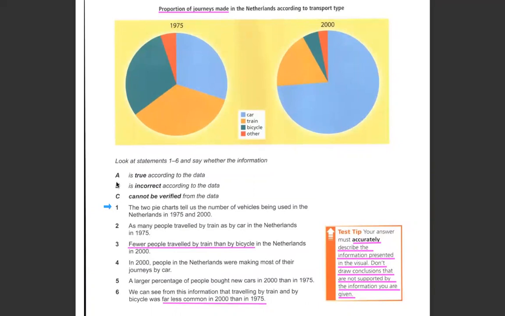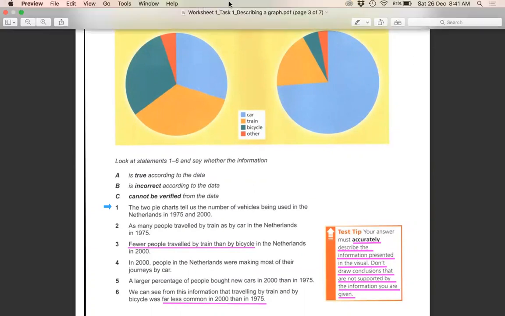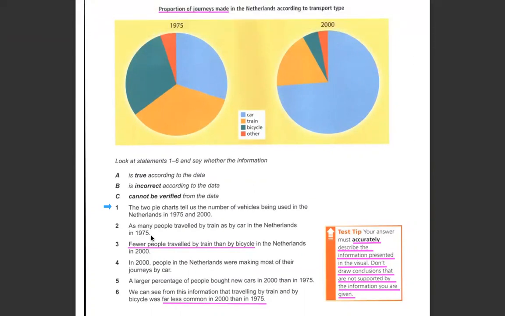And I want you to tell me in the chat box A, B, or C. Is it correct, incorrect, or can't be verified, which means we're not sure. So number 1 says the 2 pie charts tell us the number of vehicles being used in the Netherlands between 1975 and 2000. Okay, so please type in the chat box A, B, or C. Remember to read the information on the table carefully before you answer the question. Okay, there's only 3 options, A, B, or C.